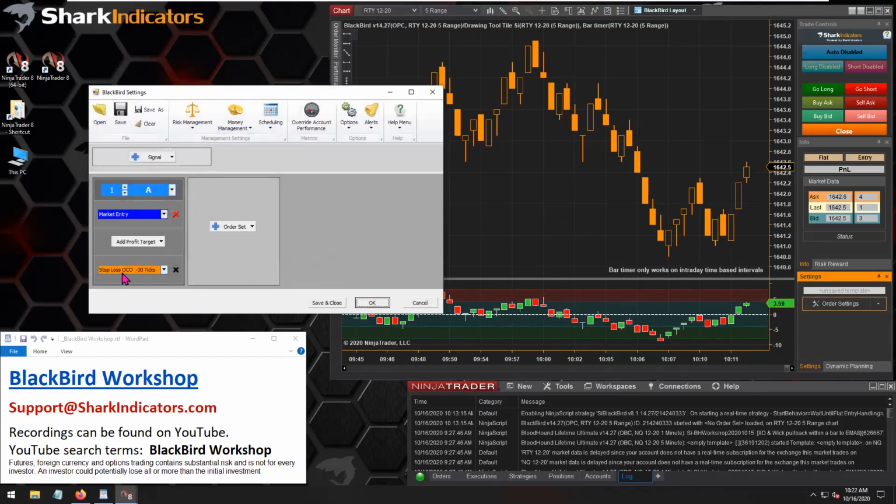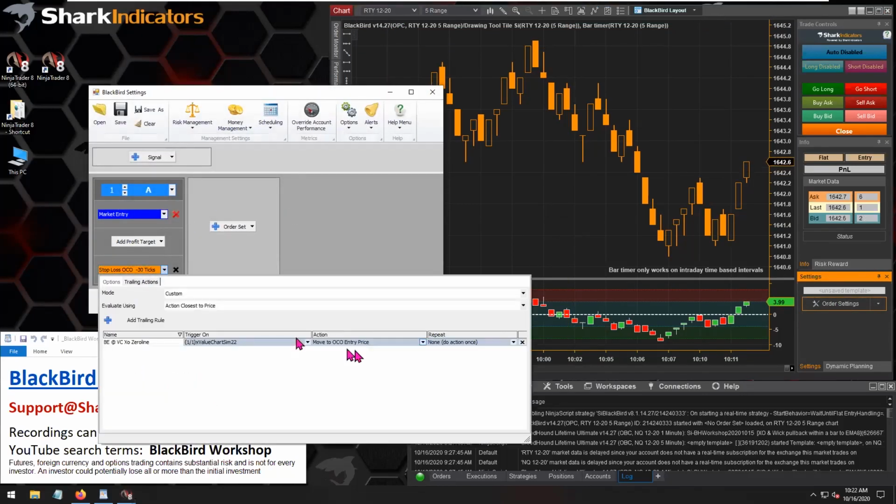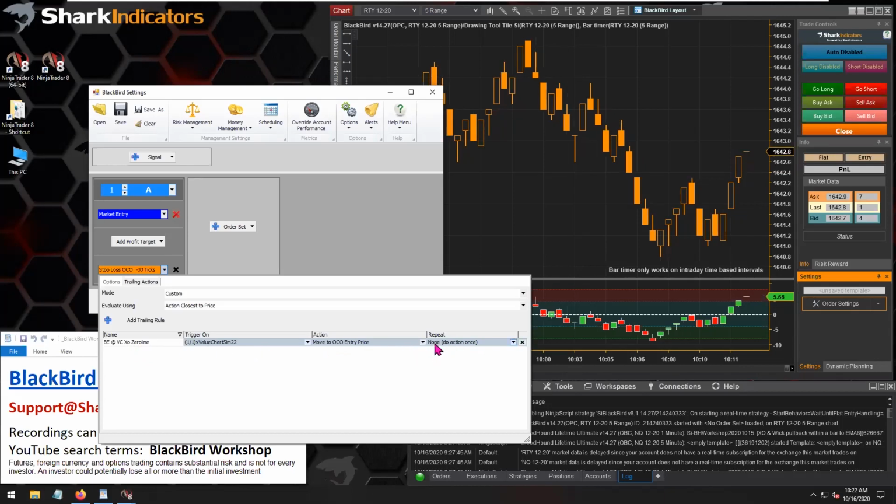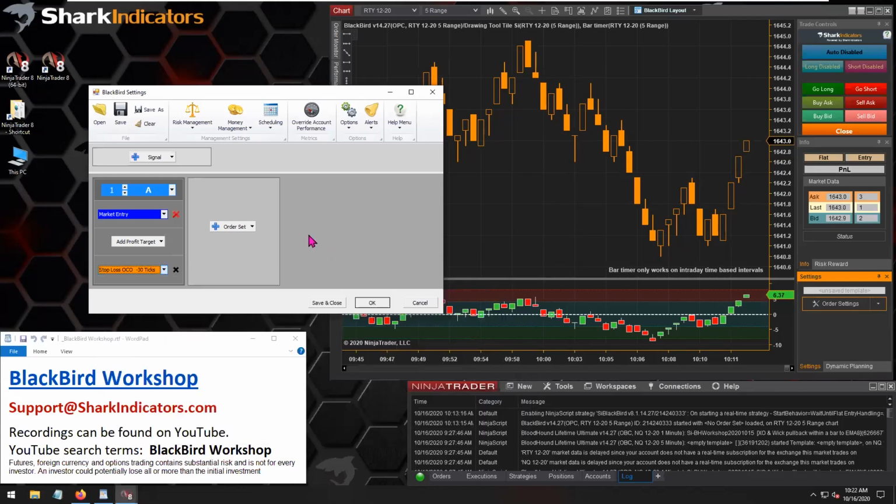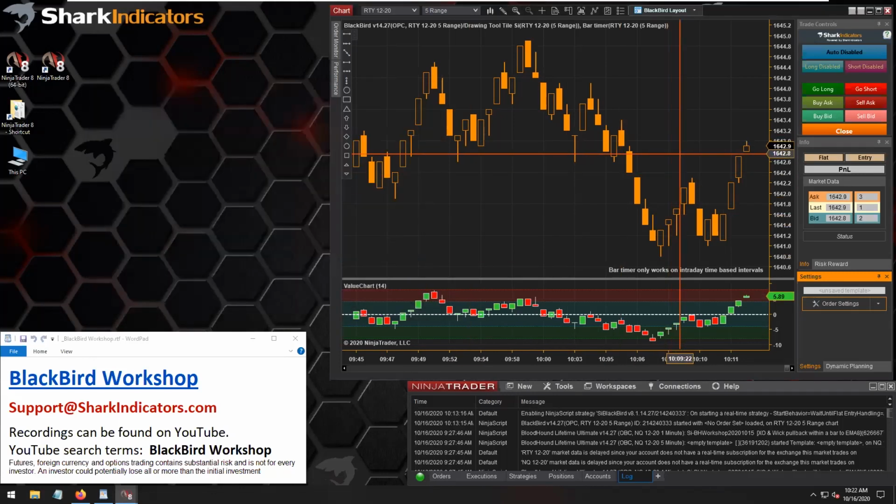Actually, let me just double check again here. Make sure I didn't forget anything in my haste. So we got the trigger, we got the action to move to break even, and there's no repeat. When you move a stop loss to break even, that's a one-time action, so there's no repeating this trailing rule. All right, I think we got everything we need. So let's give this a test run here.